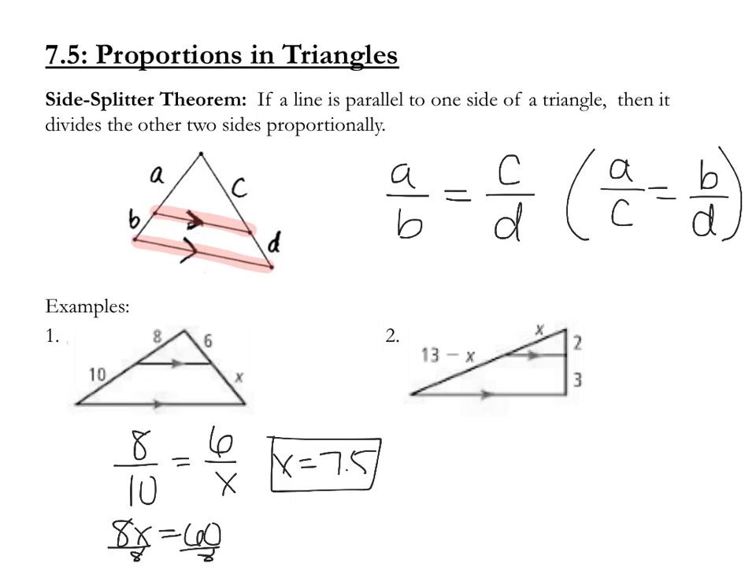And you get x is equal to 7.5. Number 2, same kind of idea. These should be pretty easy to set up if you just think top over bottom. So I do x over 13 minus x. I got to do the same order on the other side. Top over bottom. 2 over 3.